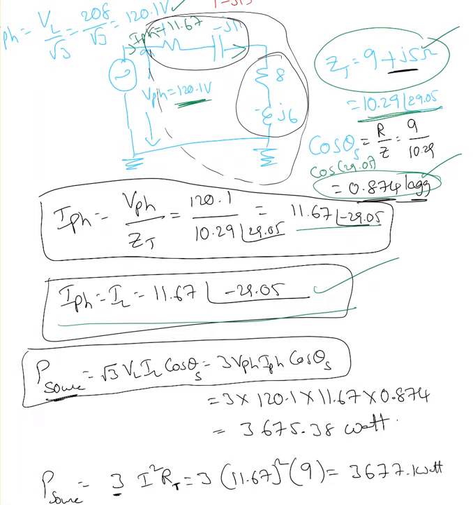Now we'll find the source power. P source equals square root 3 VL IL cos theta, or 3 times VPH IPH cos theta. Since I'm doing the source, we have to use the source values. Another formula for this is 3 times I square times R total, because the power is always going to be consumed in the resistor. So I used 3 times VPH, which is 120.1, IPH, which is 11.67, cos theta S, which is 0.874.